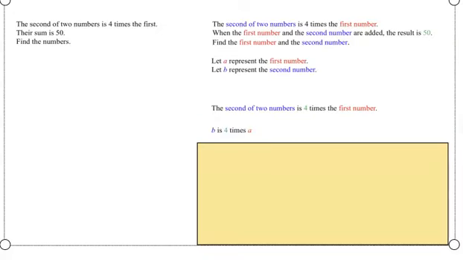So here we see that instead of saying the second of two numbers is 4, we're going to say B equals 4, B is 4. And instead of times the first number, we're going to say times A. Once again, instead of the second of two numbers is 4 times the first, we're going to say B is 4 times A, because B is our second number and A is the first number.